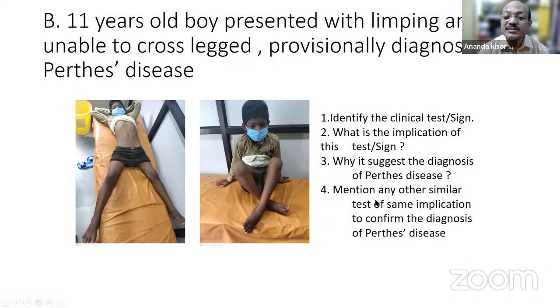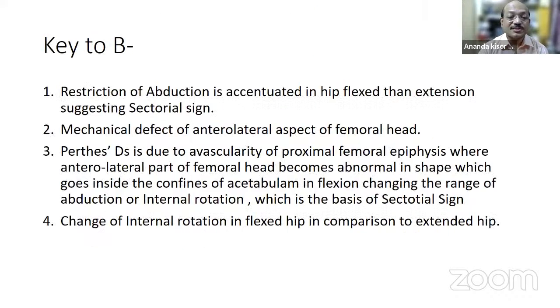Mention any other similar test with the same implication to confirm the diagnosis of Perthes disease. Avascularity is already told, and the femoral head's anterosuperolateral aspect is the basis of the sectorial sign. Now another test is the change of internal rotation in the flexed hip. In Perthes, it is a mechanical restriction. So there is restriction of abduction and internal rotation, whereas the other movements are relatively preserved. This is a mechanical pattern of restriction, which is common in Perthes disease.